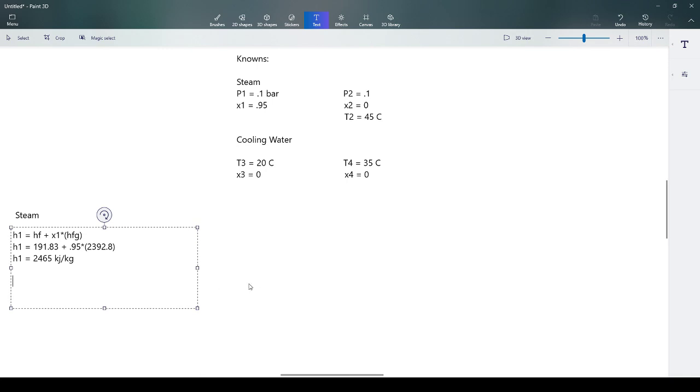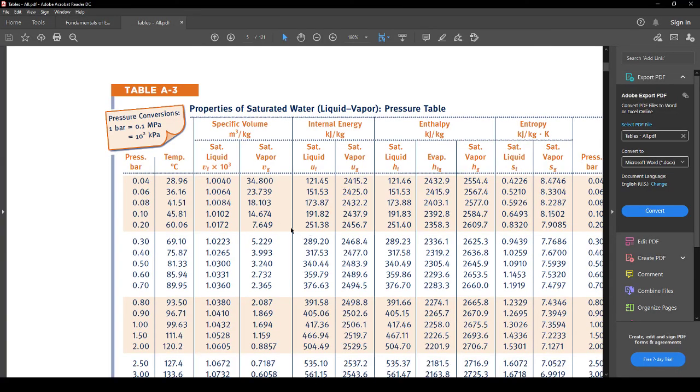All right, so we have now found that H1 is equal to 2465 kilojoules per kilogram. Now we need to find the exiting state. This one is pretty straightforward. For the exiting state, you have pressure 2 is 0.1, and T2 is 45. So we should go right back to the tables. Here, you will notice we are at the same pressure, and our temperature is 45 degrees.